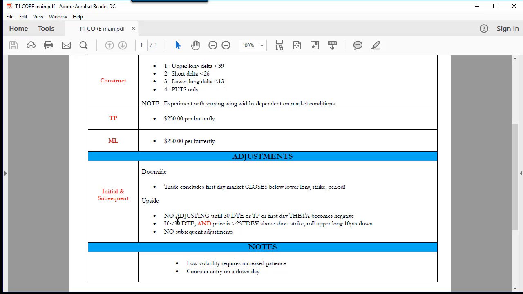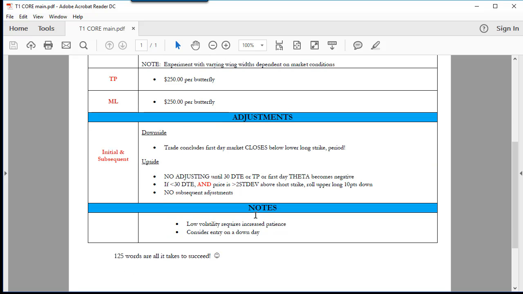All right. If less than 30 days to expiration and the price is more than 2 standard deviations above the short strike, we'll roll the upper long 10 points down. It can also be referred to as a reverse Harvey, or we can roll some of the shorts up. It just really depends on your flavor. I will show both, but if we get a hard move up fast, I like to preferably roll the shorts up first. If we are just slowly migrating upwards, then I may roll the upper longs down. Beyond that, no subsequent adjustments.